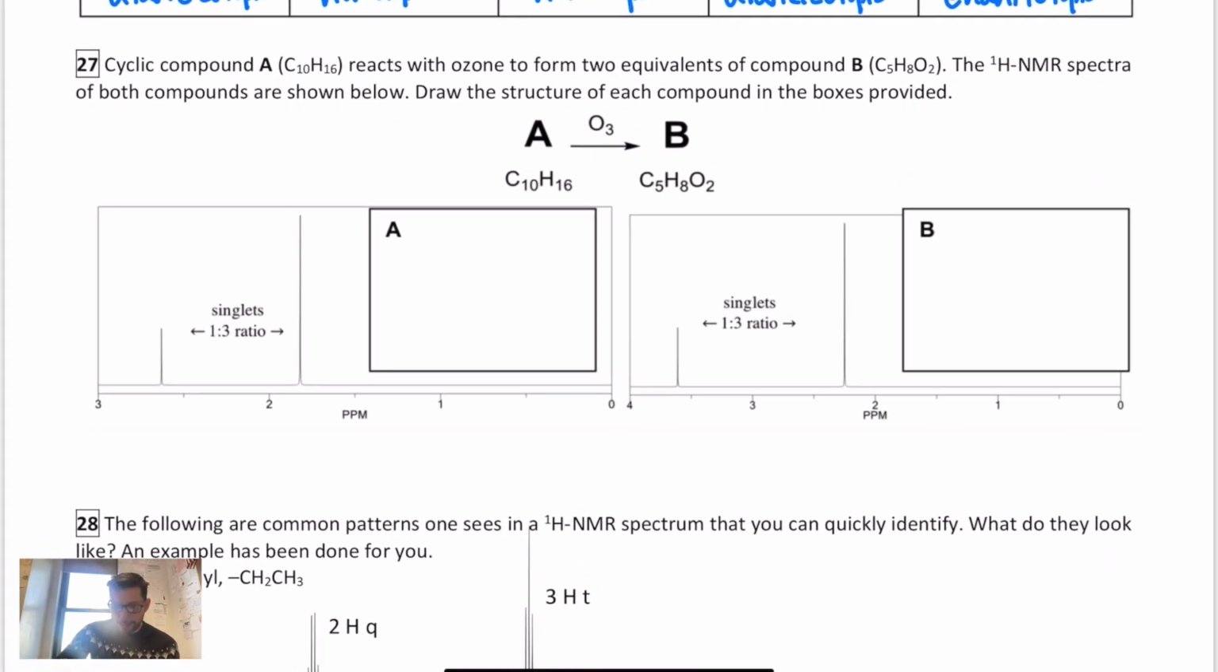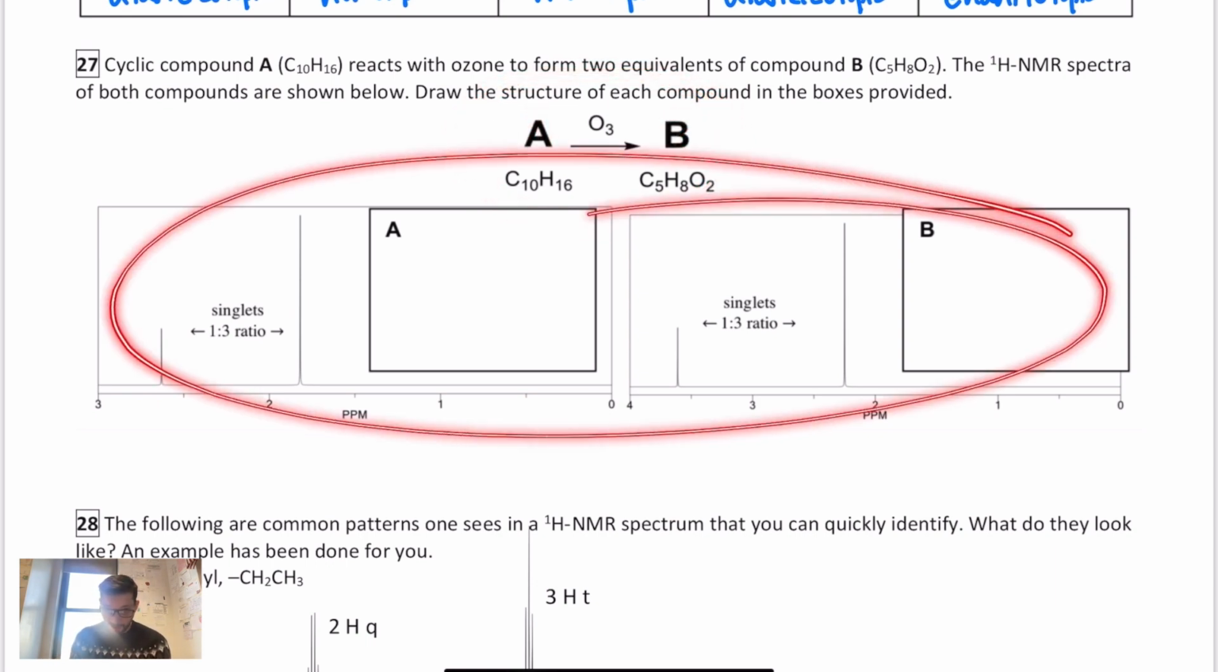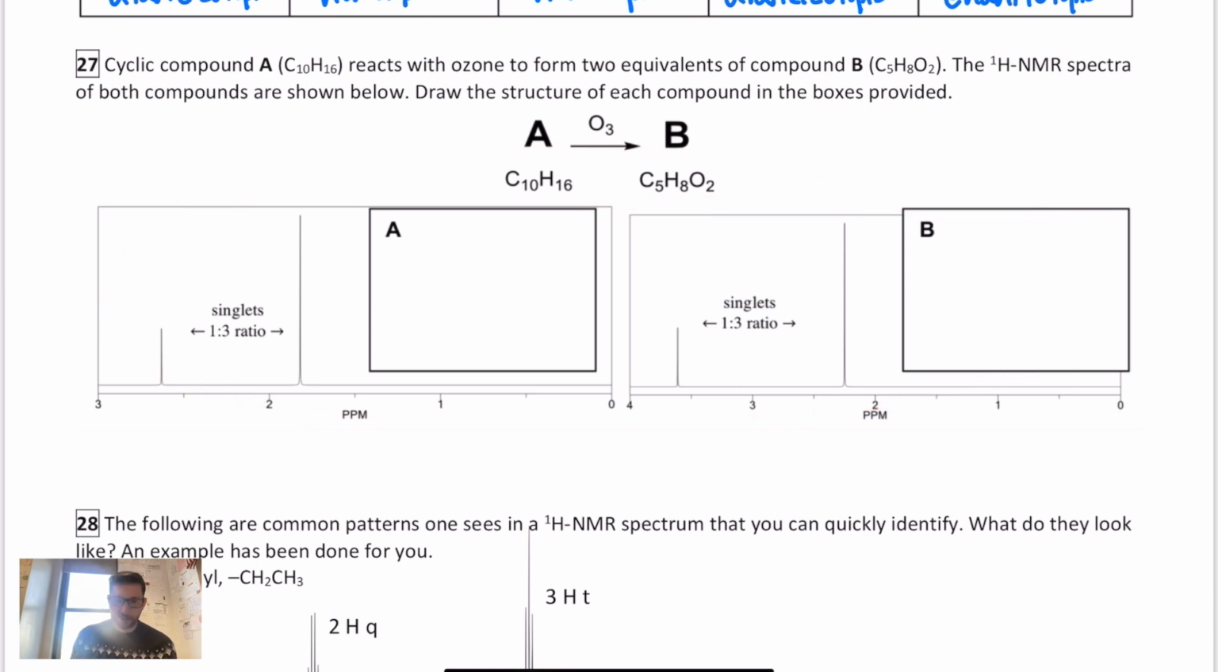Here's a reaction problem. We've been doing a lot of this lately. What happens when you ozonize a compound? Here's an unknown structure A, and we're turning it into structure B. Here are their proton NMRs. Luckily, they give us molecular formulae.